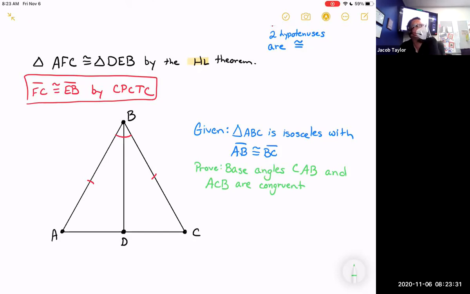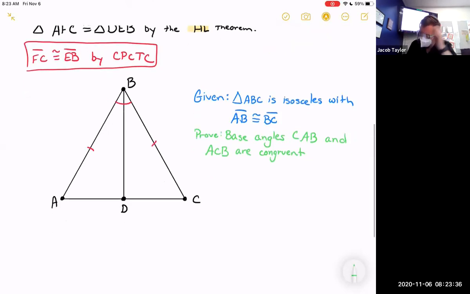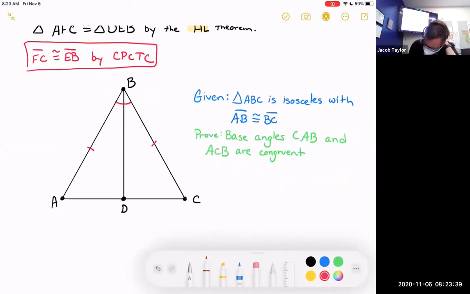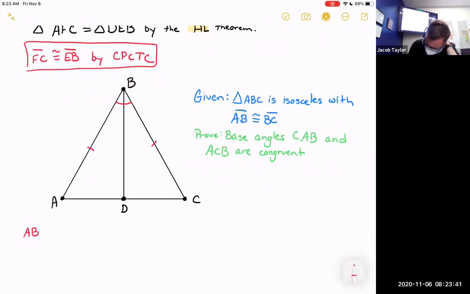Why? I only see side AB and side BC. So I know AB is congruent to CB because that was given. It was an isosceles triangle. And I know that angle ABD is congruent to angle CBD. That was also given in the diagram.